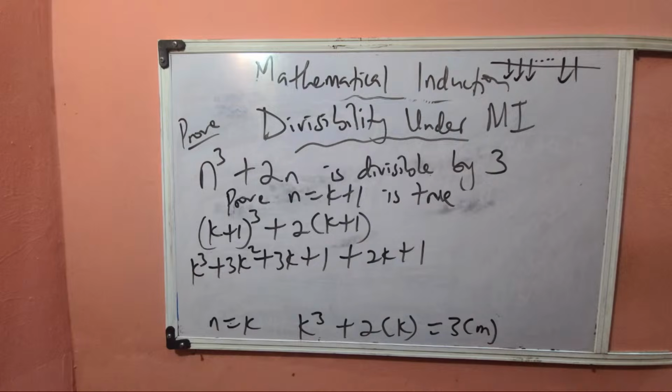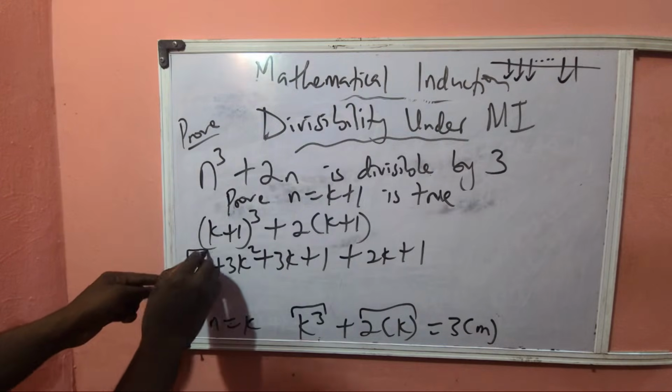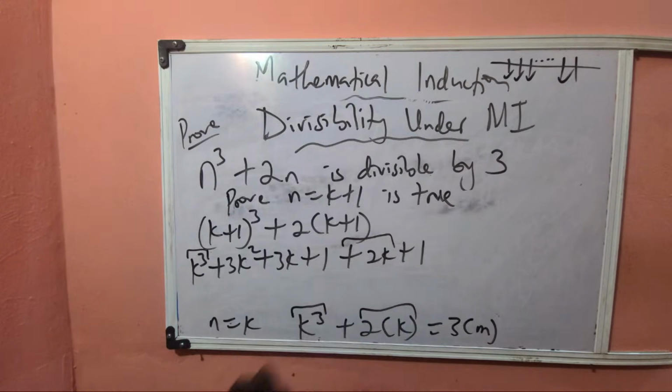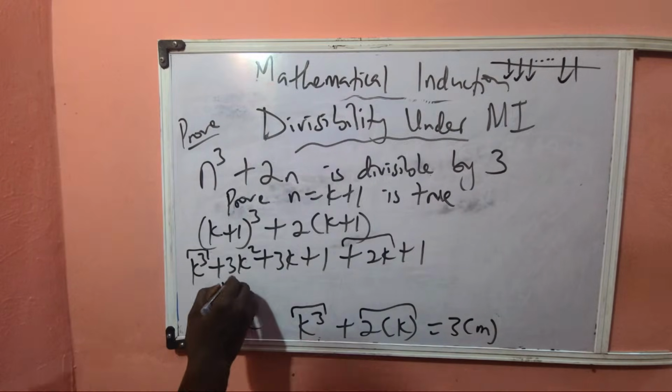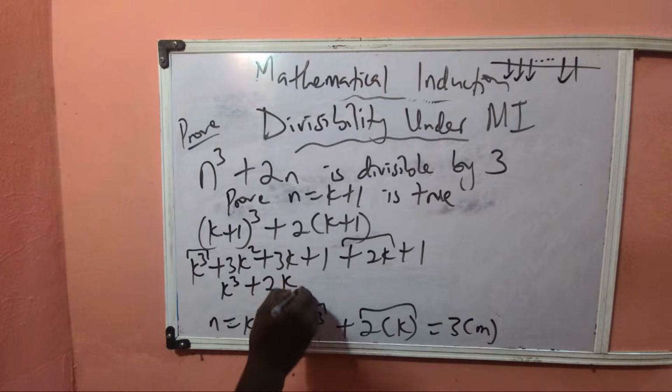Look at it. For n equals k, we had k cube plus 2k. Can you not see k cube plus 2k happening here? So if I decide to put that close to each other, I have k cube plus 2k.